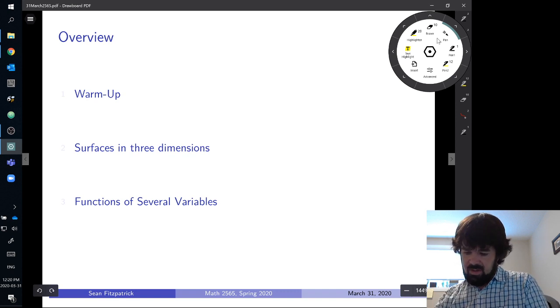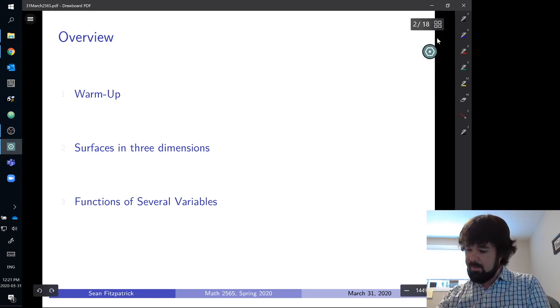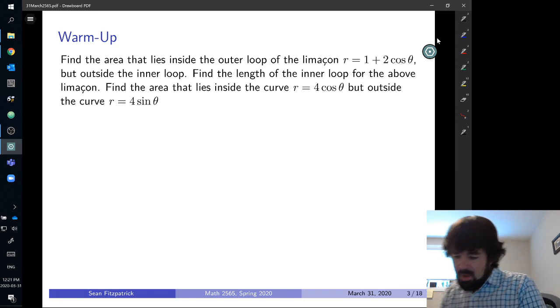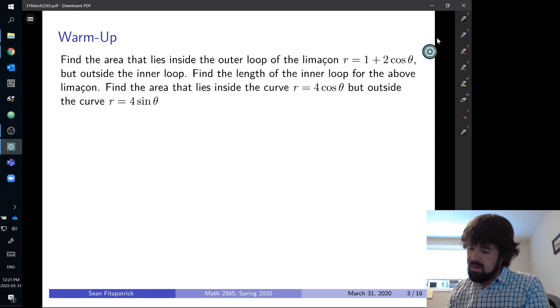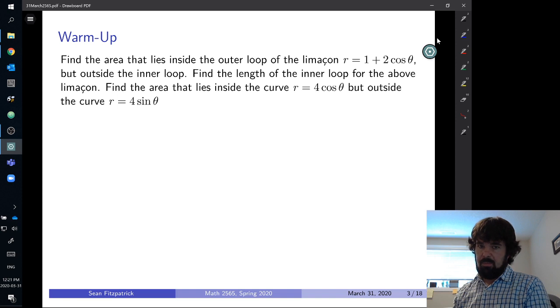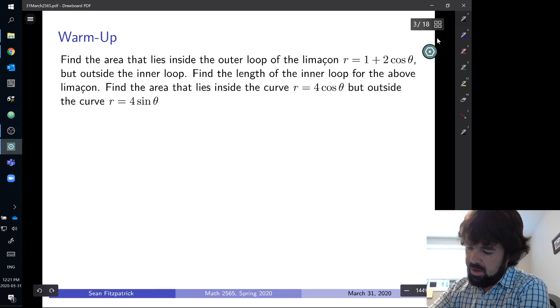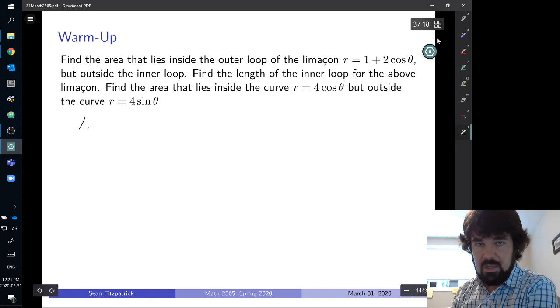So let's jump into the warm-up. We're going to do sort of two topics today. We're going to talk about how to describe surfaces in three dimensions, and then we're going to get into functions of several variables. Before we get that, two warm-up problems, area problems, left over from polar coordinates. I think we were going to do this last time, and we ran out of time, so we didn't get to them.